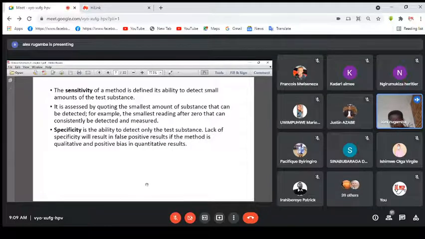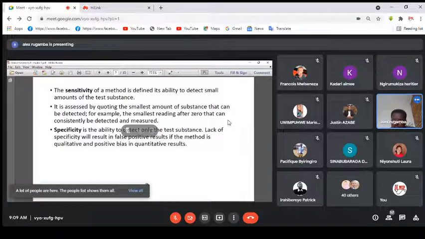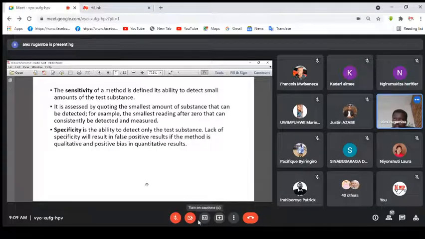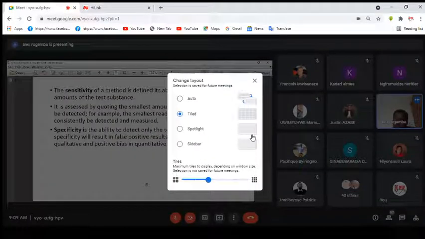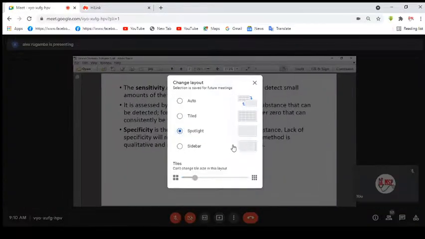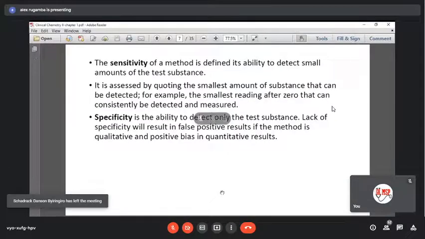You know the rapid tests that are being used for the detection of HIV. Those rapid tests have high sensitivity. You know why? It is because if they are positive, it means that they may be positive to HIV or they may be positive to other viruses. That is why they have high sensitivity. They are sensitive, but they are not specific to the HIV that you are targeting. So I hope you get it. They have high sensitivity but low specificity.